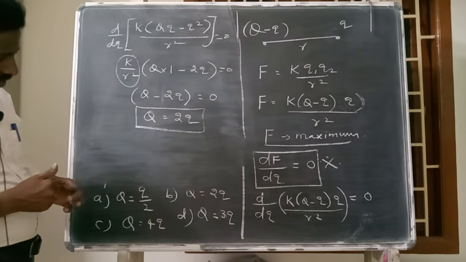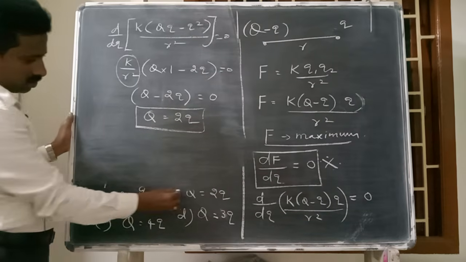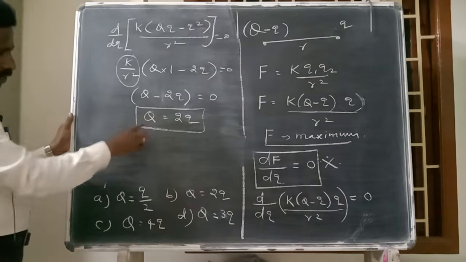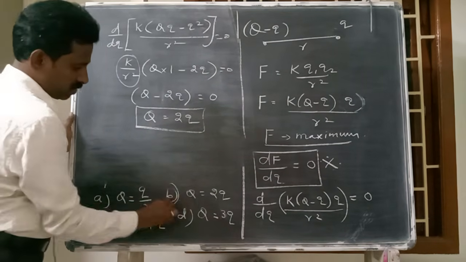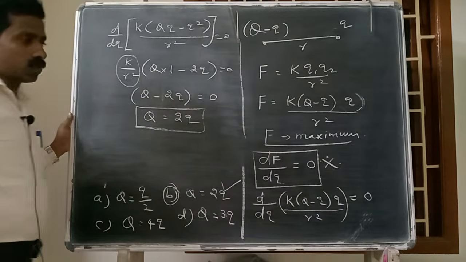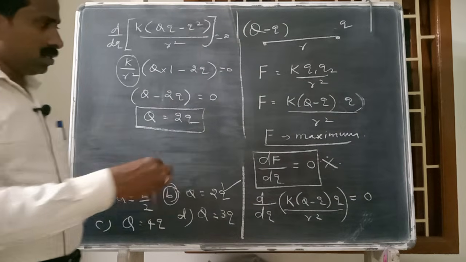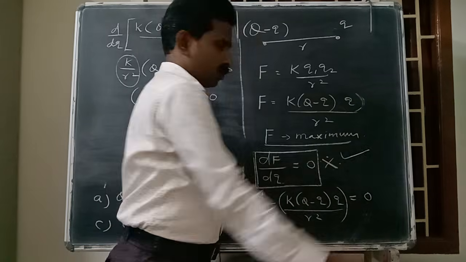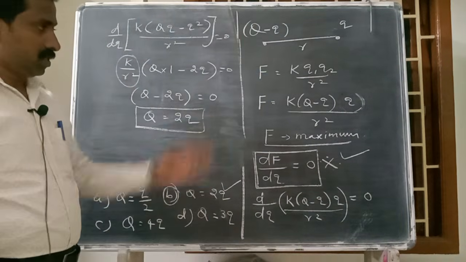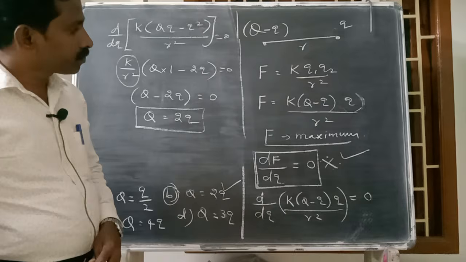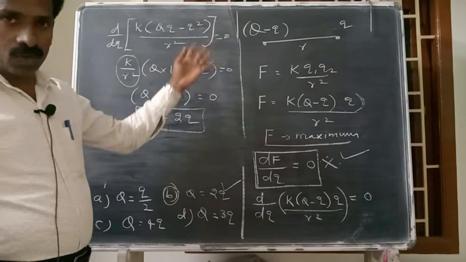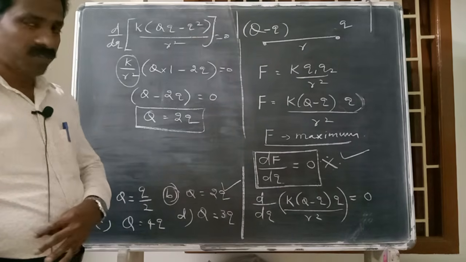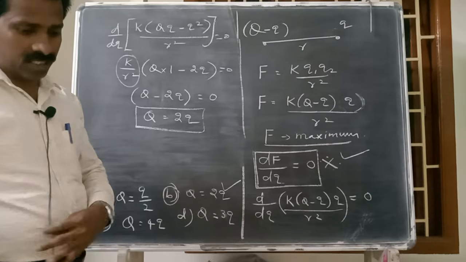So what is the correct answer out of these options given? Capital Q equal to 2q, so this will be the correct answer for this question. So we should know this condition, df by dq equal to 0. This condition we should remember, okay. Please make a note of it. Then we will move to next question, next numerical problem.